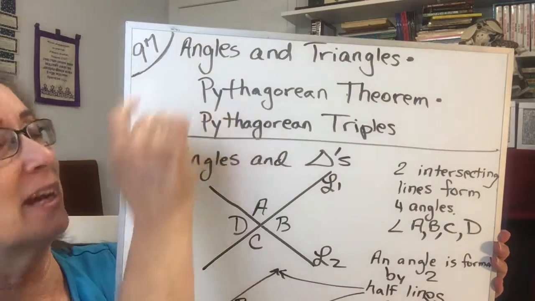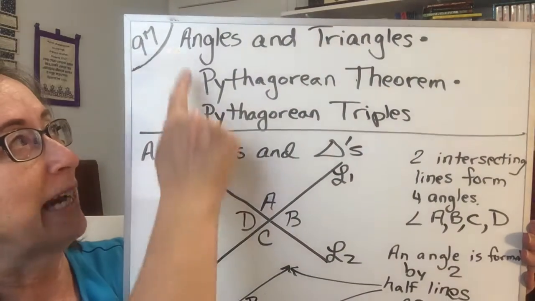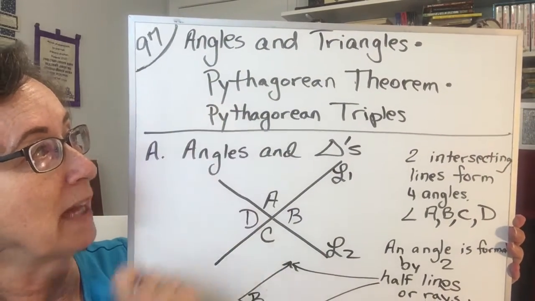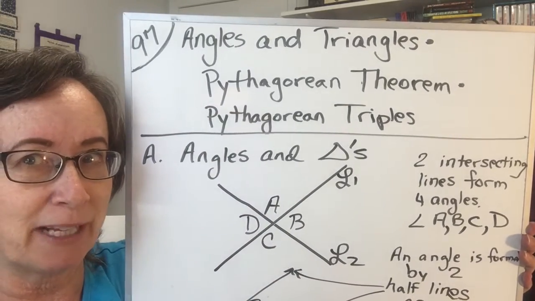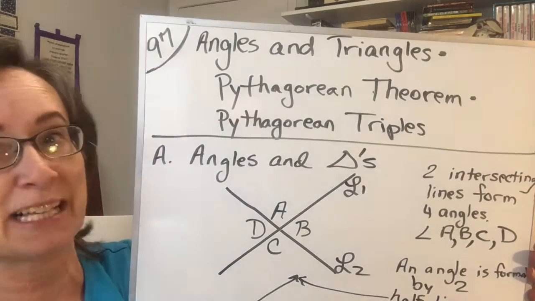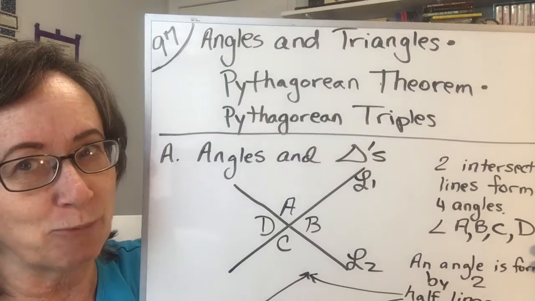And today we're here talking about Lesson 97 in your Saxon Orange Book. We're talking about angles and triangles first, and then in Section B we'll talk about the Pythagorean Theorem, and in Section C we'll talk about Pythagorean Triples. We got by with a real short lesson. Last lesson, Lesson 96, was very short. It was about 8 minutes long. I think we're going to make up for it in this lesson.